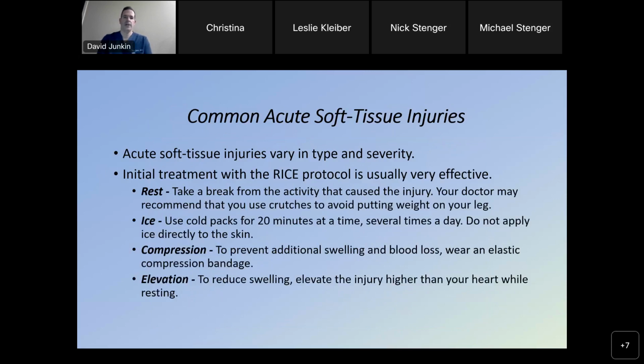Soft tissue injuries, initially when they occur, we want to focus on RICE, which I'm sure many of you are familiar with. You start with obviously resting the body area. You want to get ice on it. We probably have all heard of the 20 minutes on, 20 minutes off, which is just a good way to start. Compression of the area to control swelling as well as elevation when possible.